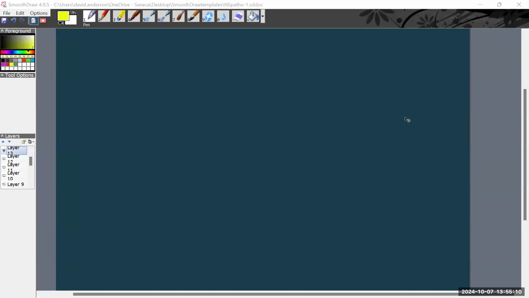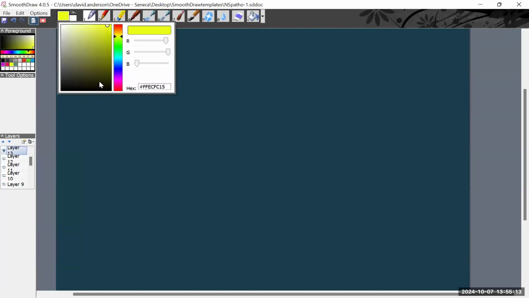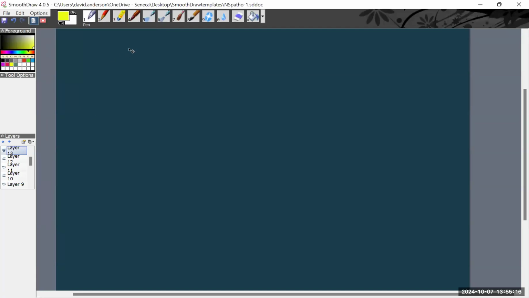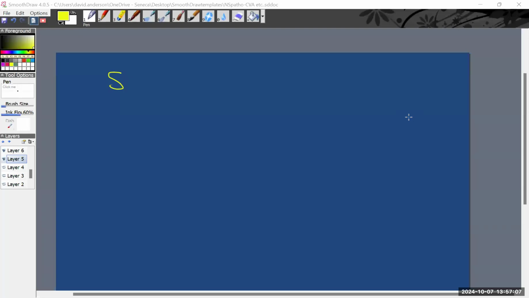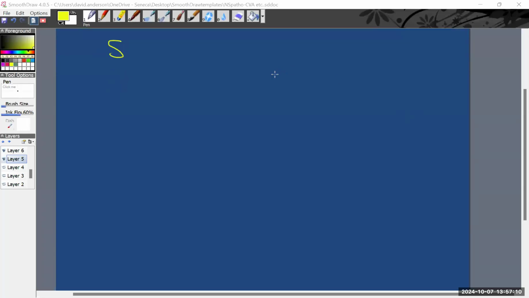Okay, let's move on to spinal cord injuries. We've talked a lot about the brain and different effects within the brain. Okay, now that I got everything working again, we're going to move on and talk about spinal cord injuries, SCI for an abbreviation.